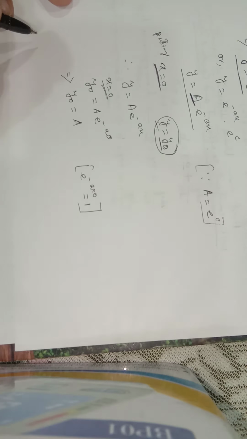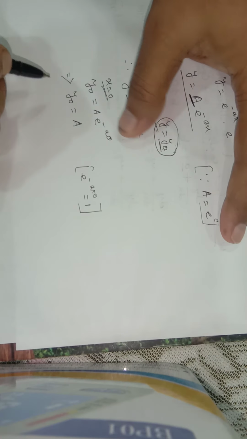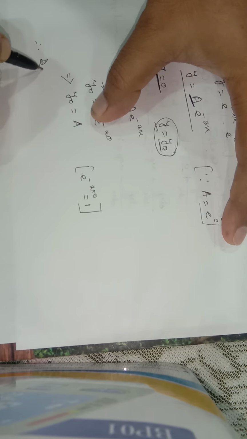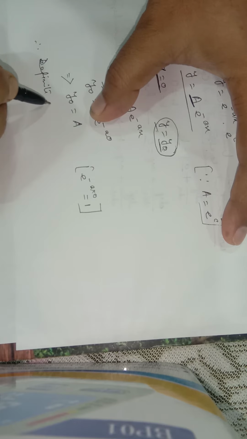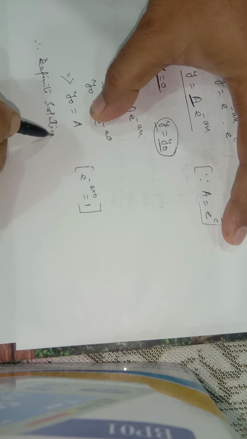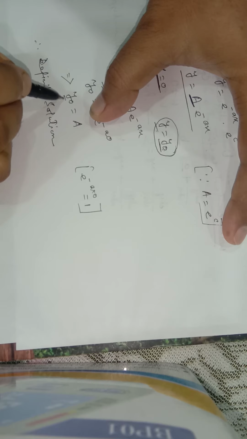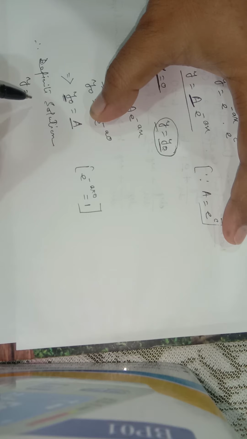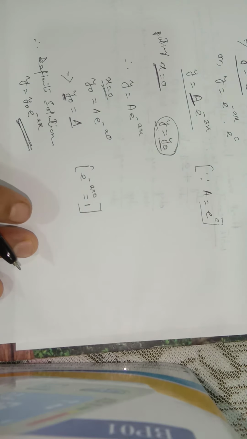So for the definite solution, ultimately we will be getting the definite solution. Therefore, the definite solution will be y is equal to, now we can write y is equal to a is equal to y naught, that value. So instead of writing a, we can now write y naught e to the power ax. So this is the general solution for the first order linear differential equation in the homogeneous case.